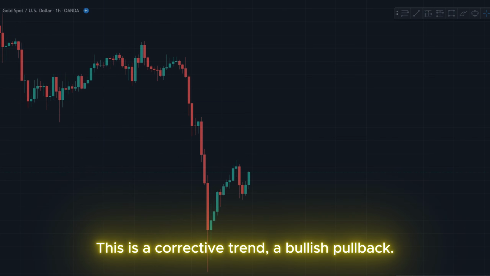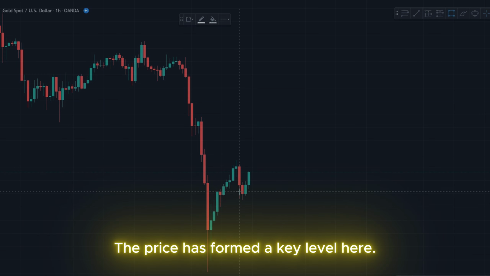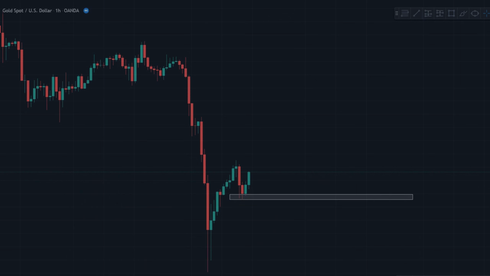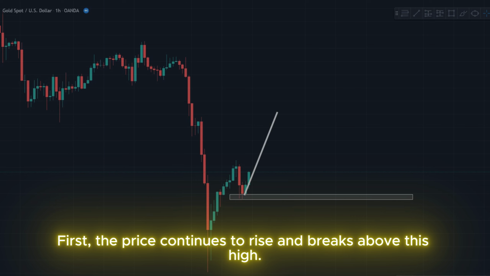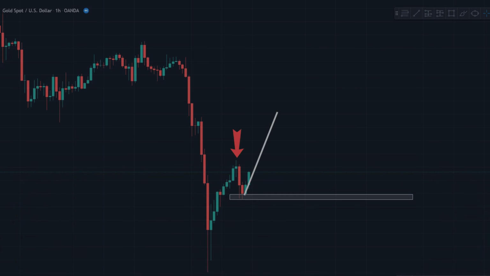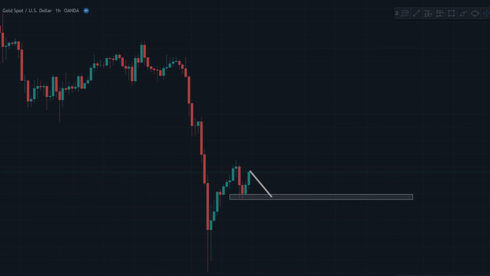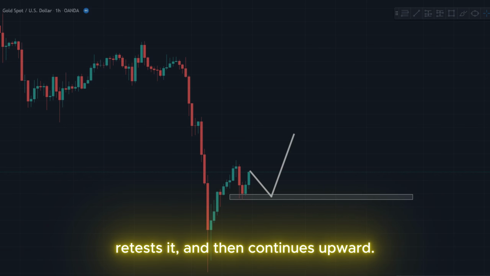This is a corrective trend, a bullish pullback. The price has formed a key level here. If this pullback trend continues, there are 2 possible scenarios. First, the price continues to rise and breaks above this high. Second, the price retraces to this key level, retests it, and then continues upward.